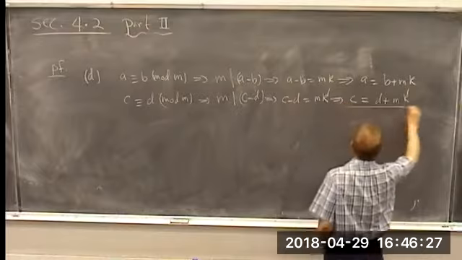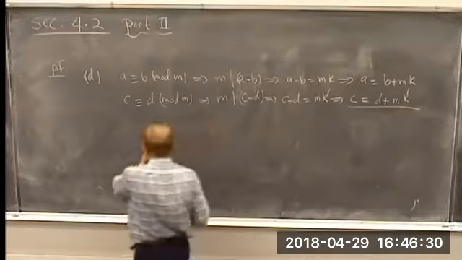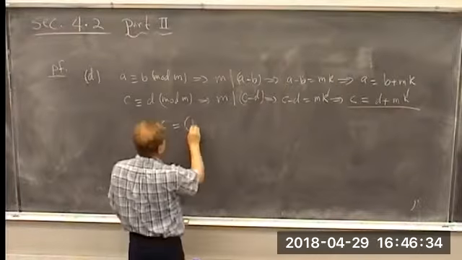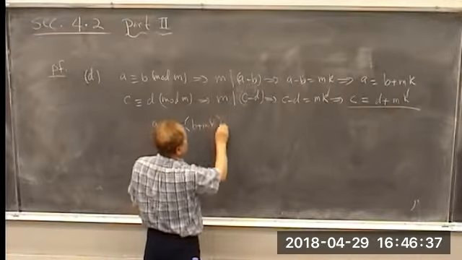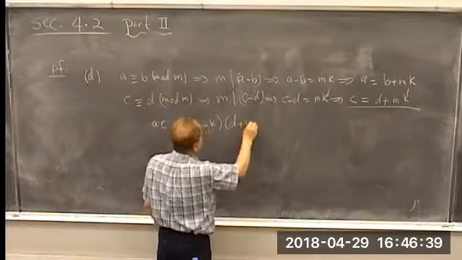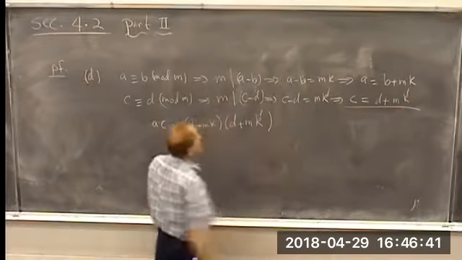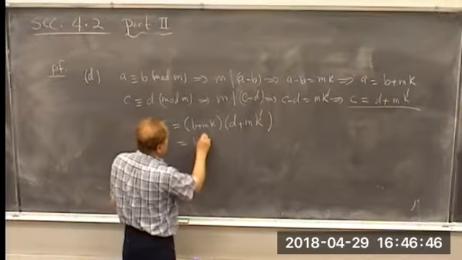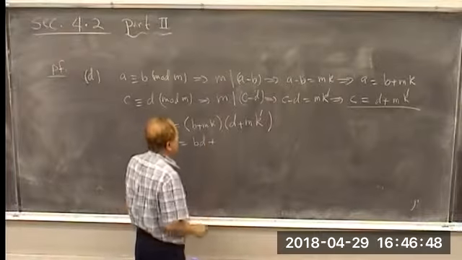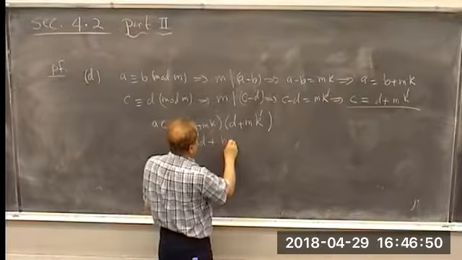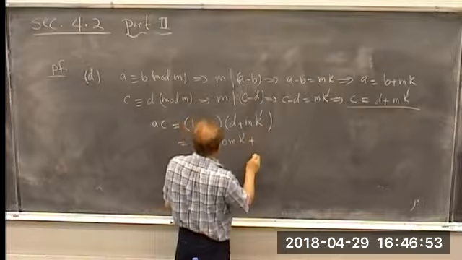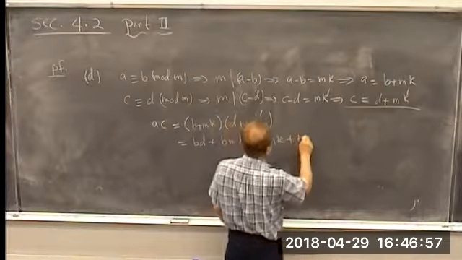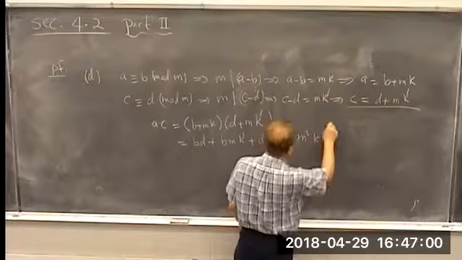Okay? Let me multiply these. So we're going to multiply AC. This is equal to B plus mk, then D plus mk prime. All right, so we fold this and we come up with BD plus BMK prime plus DMK plus M squared K prime.